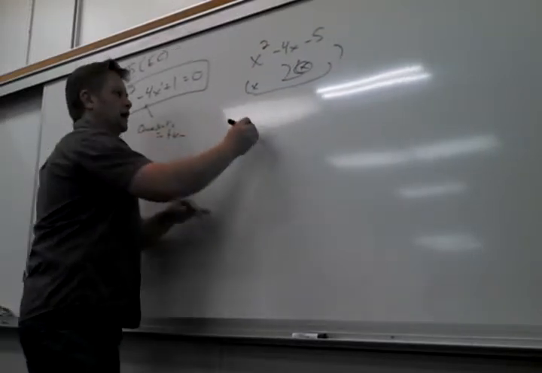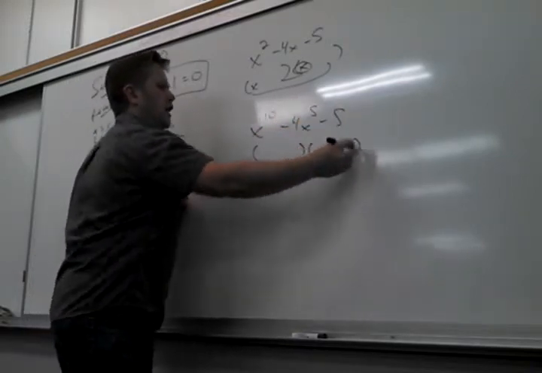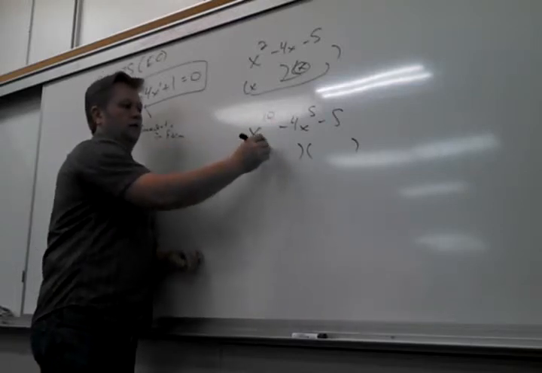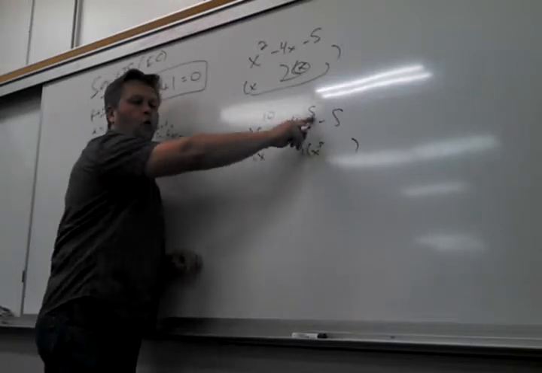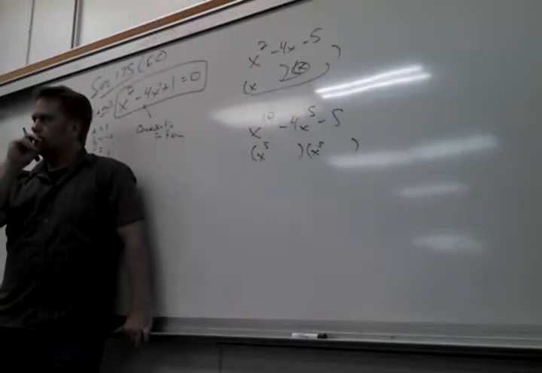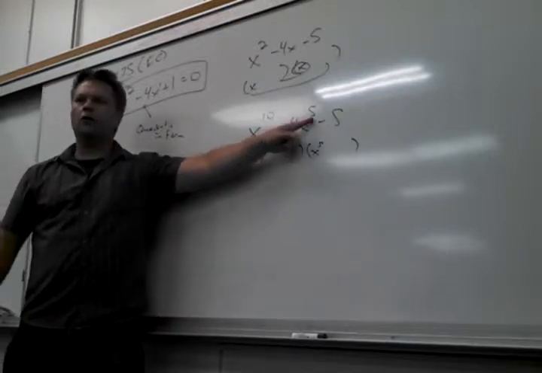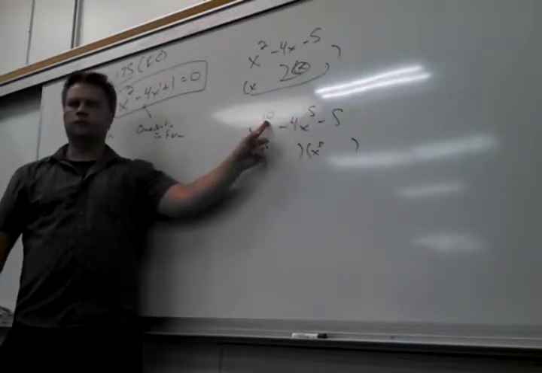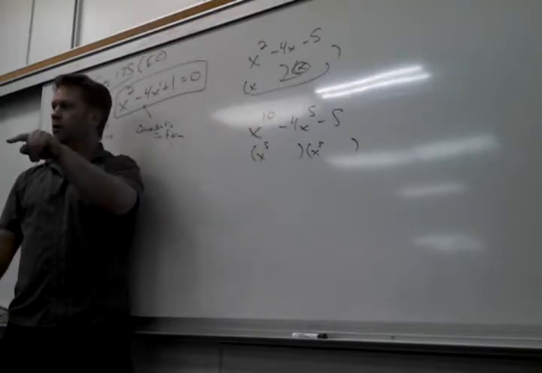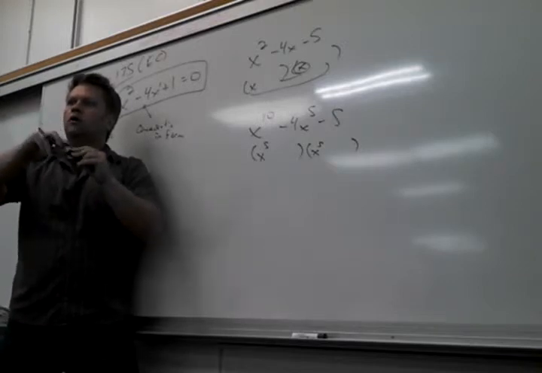So if I had x to the 10th minus 4x to the 5th minus 5, can I factor that? Yes, because half of x to the 10th is x to the 5th. Good. If I made that a 4, not factorable, right? So to be quadratic in form, the middle power has to be half the first power. If that's true, you could use the quadratic formula to solve something. But if it's not true, what would you do?